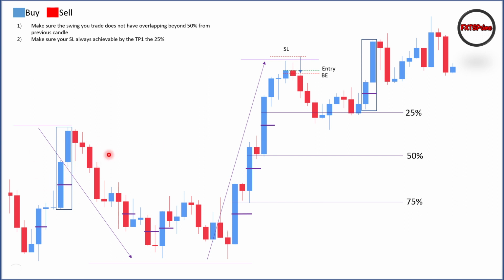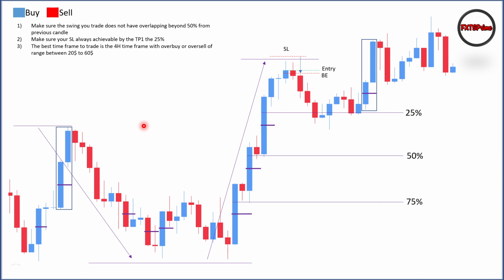Second thing you want to consider, you need to make sure that your stop loss is always achievable by take profit number one, the 25% take profit. So this has to be achievable. It has to be 1-to-1 or 3-to-1 or 2-to-1 or whatever. But don't make your stop loss bigger than your first take profit.